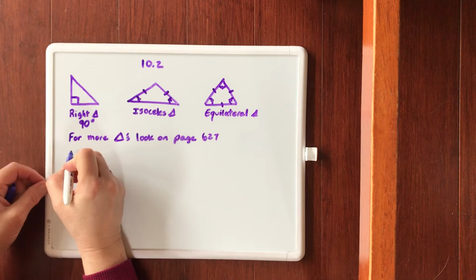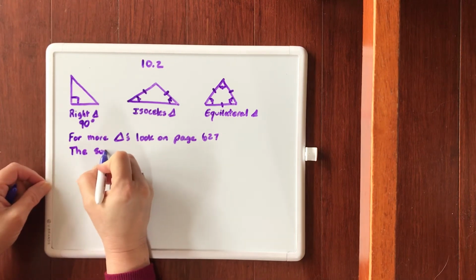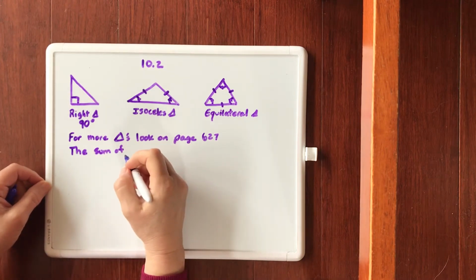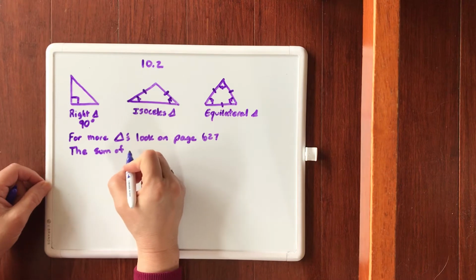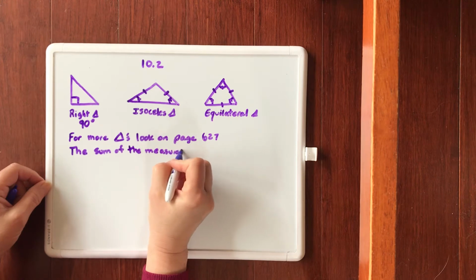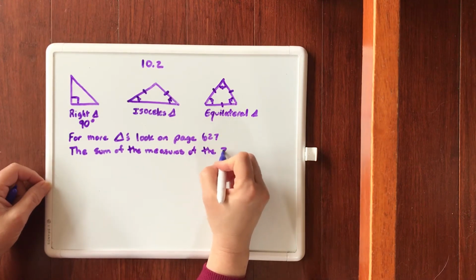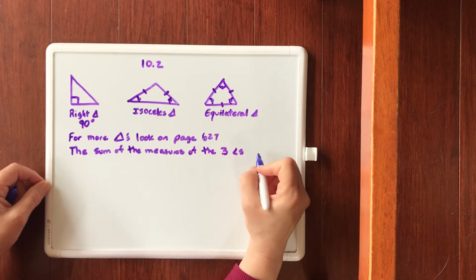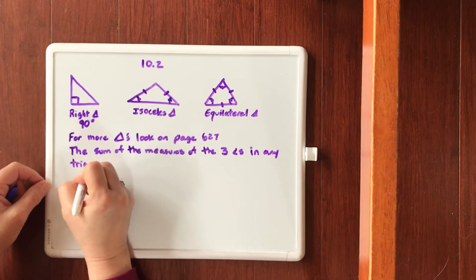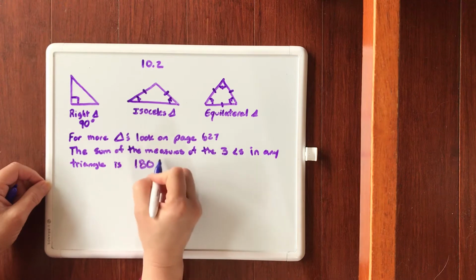All right. Well, we know the sum, when I mean me, I mean the math community. It's already been established, okay? The sum of the measures of the three angles in any triangle is 180 degrees.